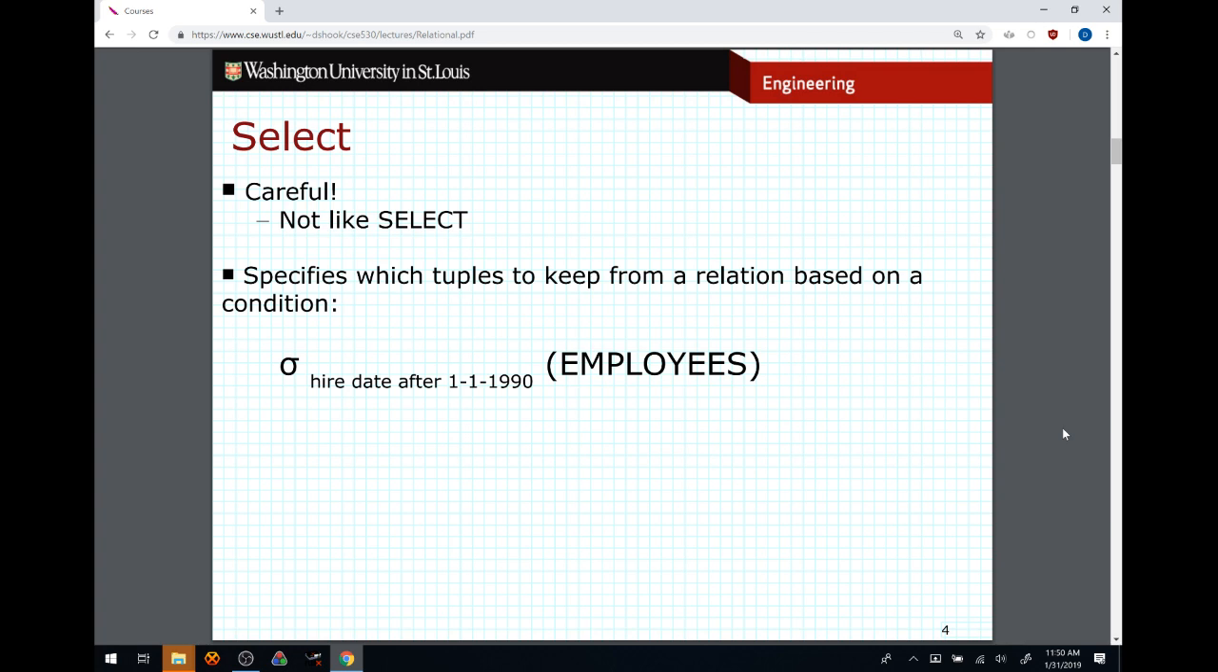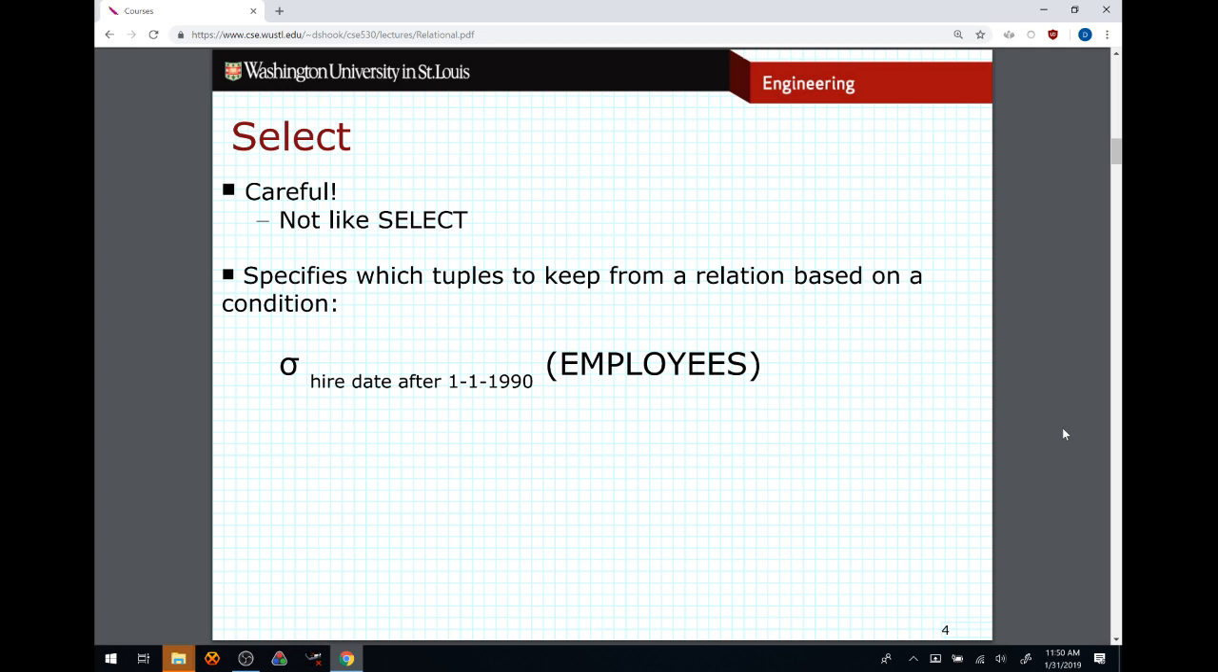The relational algebra select gives us a condition to specify what tuples from a relation I want to keep. That's not what the SQL select does. What does that sound like to you? Which clause? Where? It's the where clause, right? So the select relational algebra operation equates to the where clause.